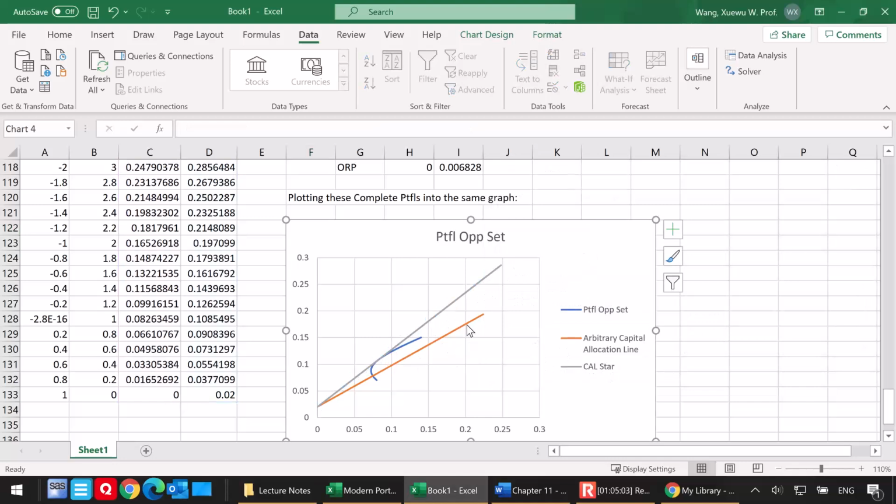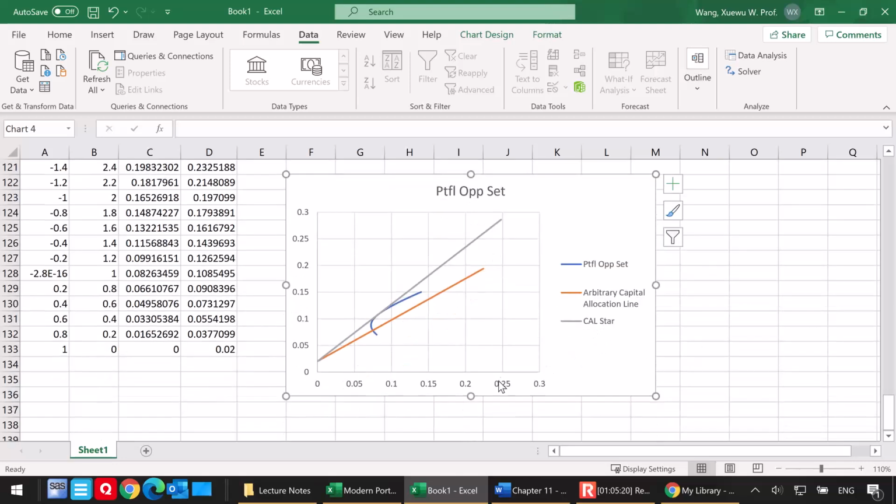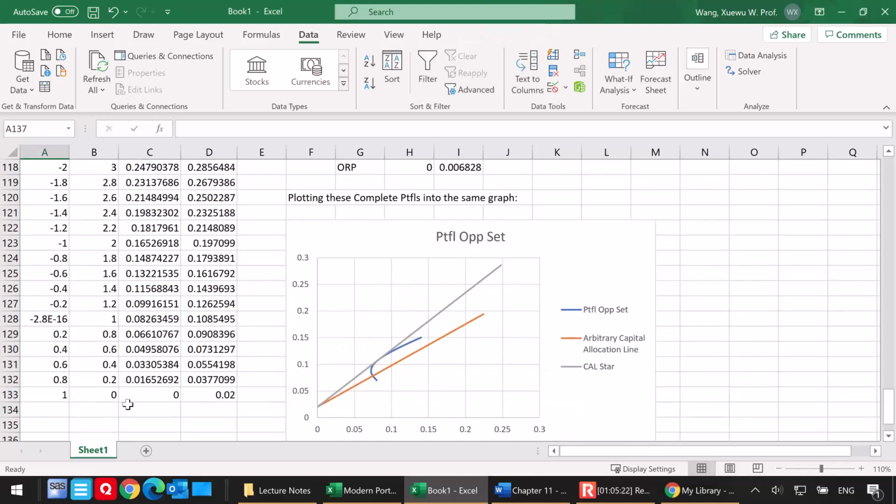Okay, so this is the best feasible capital allocation line because if you pick any one from the orange complete portfolio or capital allocation line, I can do a vertical line and hit the best feasible one, and I'm going to identify another better complete portfolio because they have the same standard deviation, but they have higher expected return. All right, so that is the portfolio opportunity set.